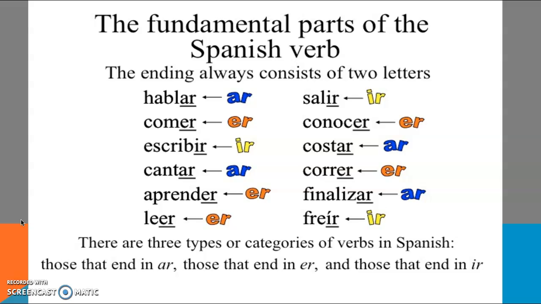So now what I want you guys to do is to pause the video. On your worksheet it asks for two verbs of each different type. So you are going to write down two AR verbs, two ER verbs, and two IR verbs. So you can choose any from the list on the screen.